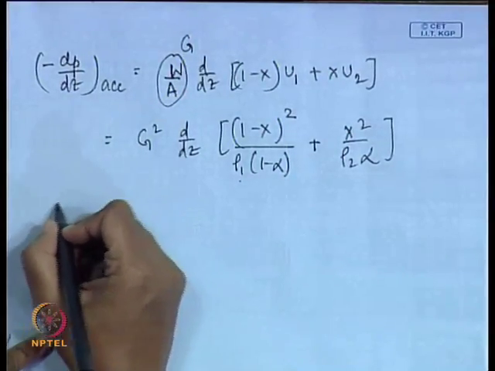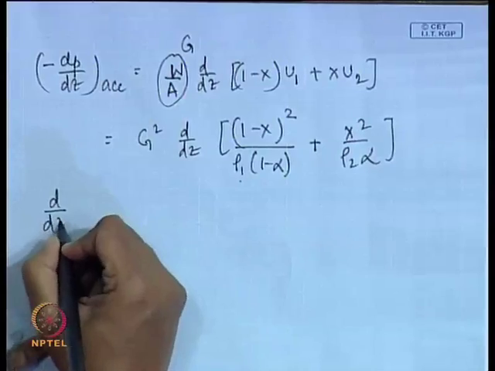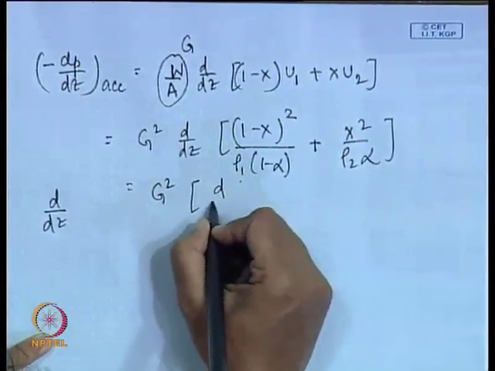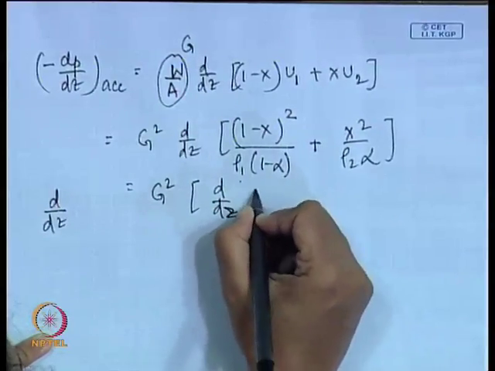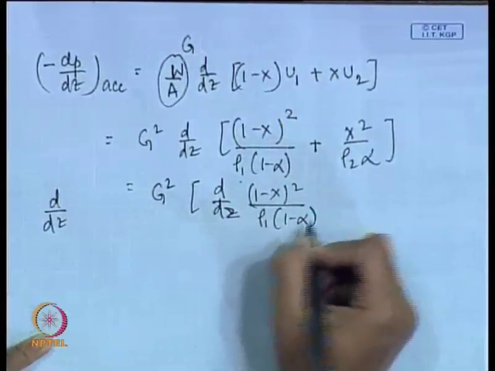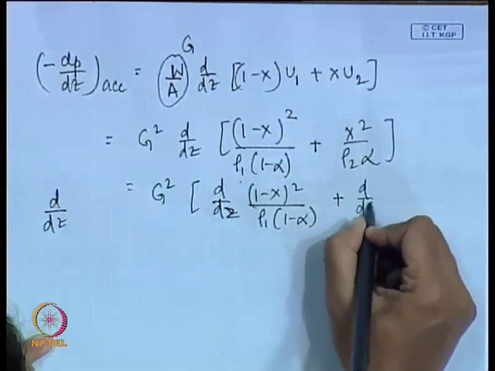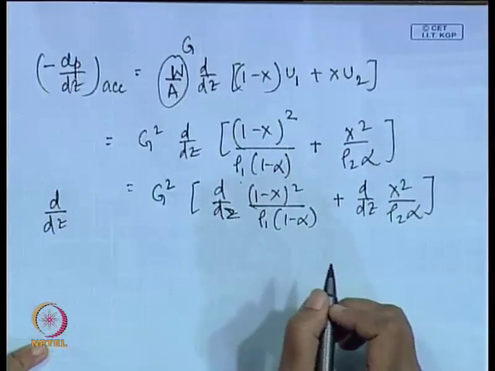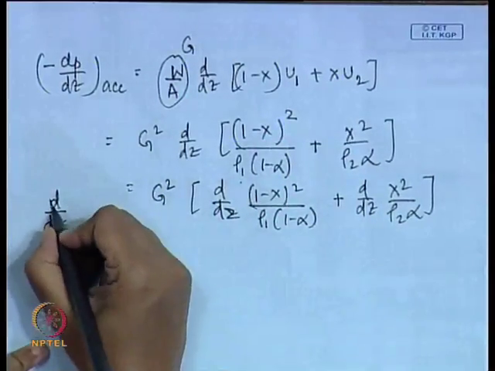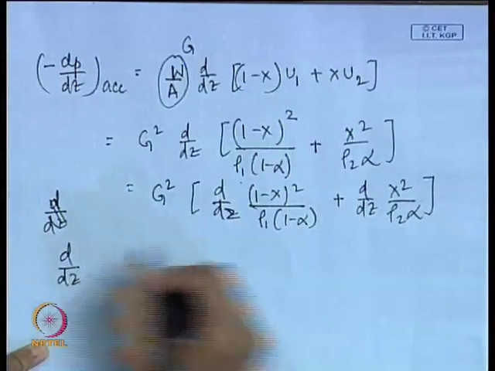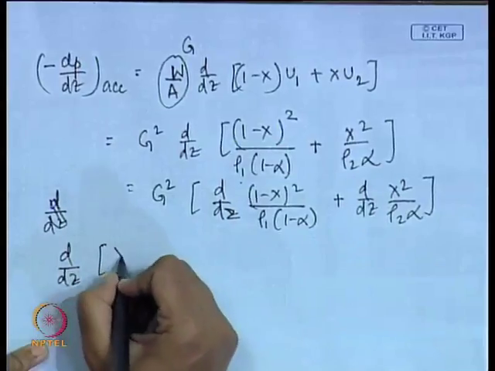So, therefore, if we have to find this, in other words, it can be written as G square d dz of (1 minus x) whole square by rho 1 into (1 minus alpha), plus d dz of x square by rho 2 alpha. We can write it down in this particular way. So, let us see this d dz of, let us take up this term first, x square by rho 2 alpha.